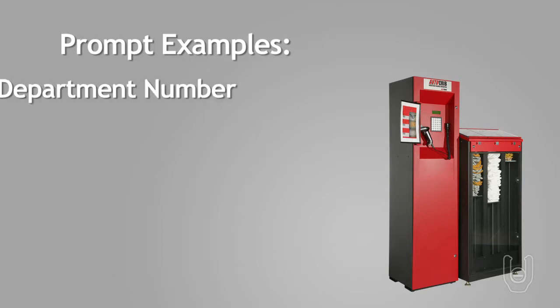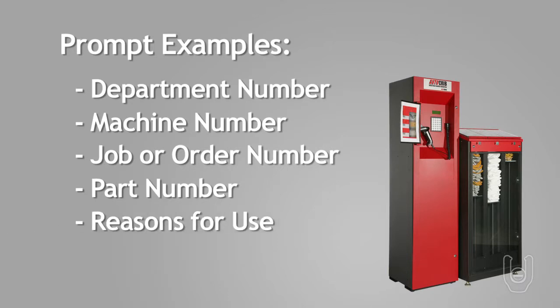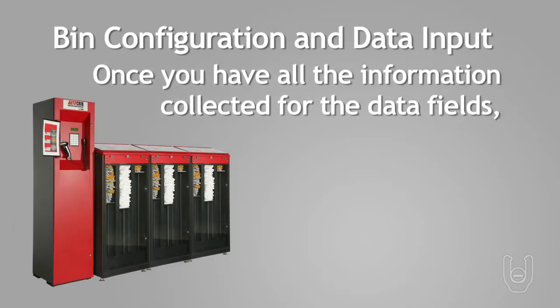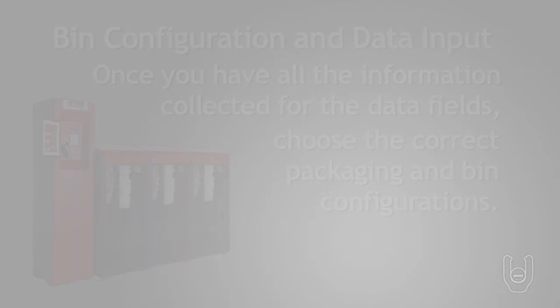Examples of these prompts can be department number, machine number, job or order number, part number, and reasons for use. All of this information can be programmed into the AutoCrib system, provided you input this information into the Excel spreadsheets. Once you have all the information collected for the above data fields, you can choose the correct packaging and bin configurations required for your EleVend system.